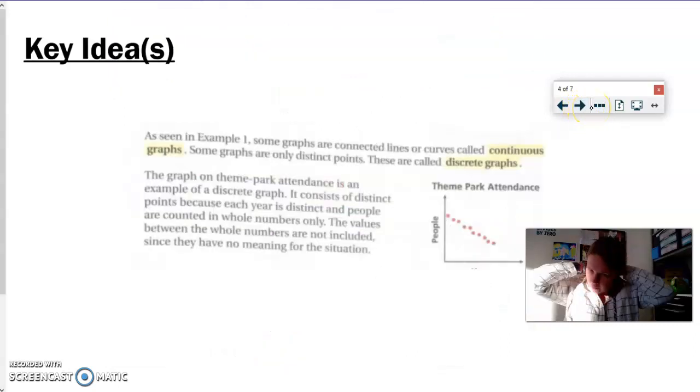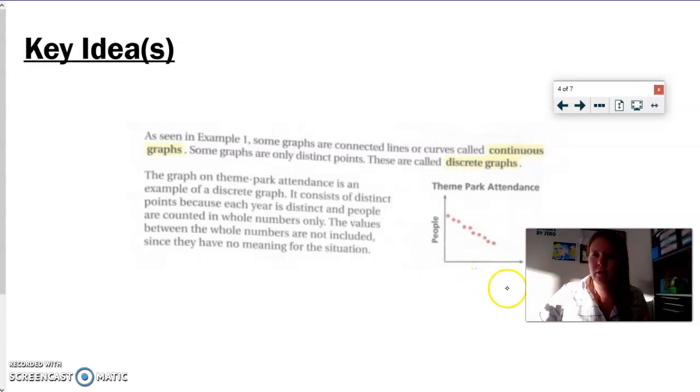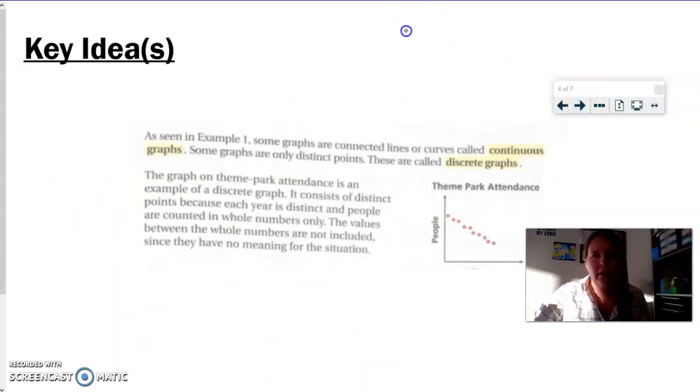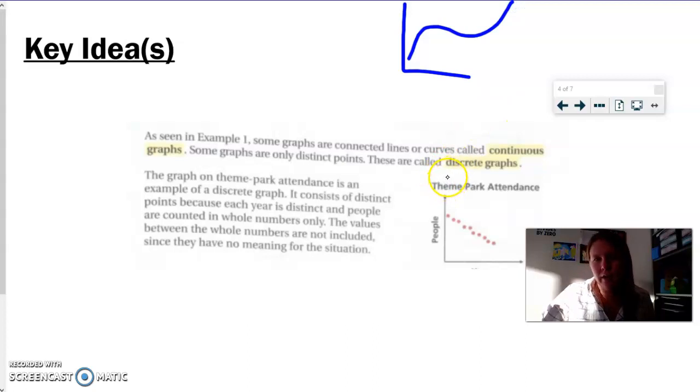So now that we know, kind of looking at an example of how to describe a situation like this, we can talk about things like continuous and discrete graphs. It says, as seen in example 1, some graphs are continuous lines or curves called continuous graphs. So all of these graphs that we were just looking at are considered to be continuous. They're going to show me everything in quadrant 1. They're going to keep going. Doesn't matter if it's curving, it's straight. It's just going to keep the line.